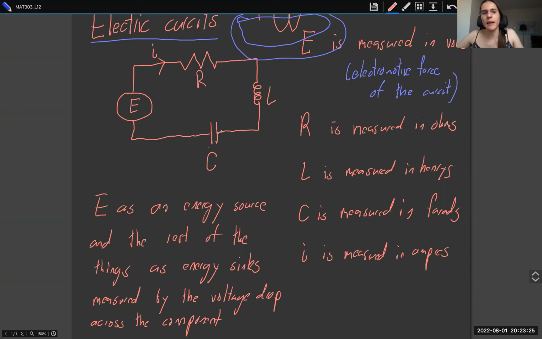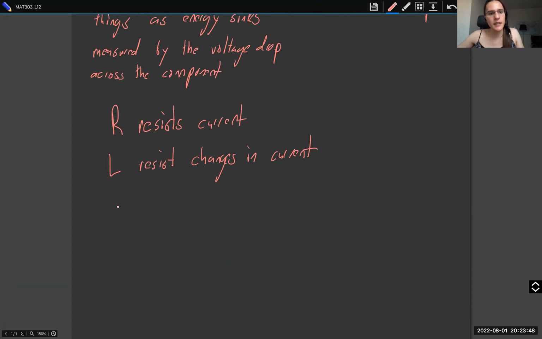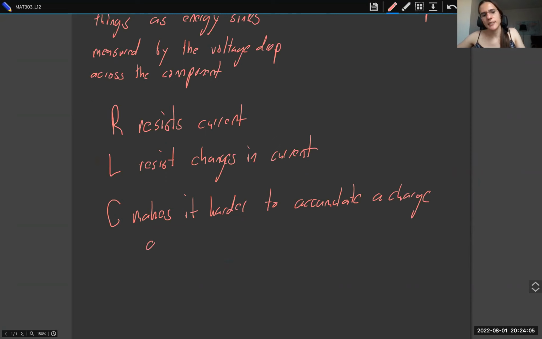What happens is the capacitance has a limit. There are limits to how much charge it can store safely. As the difference gets very big between the two charges, it's going to be much harder to add more charge onto these plates. So C makes it harder to accumulate charge as the charge gets bigger.